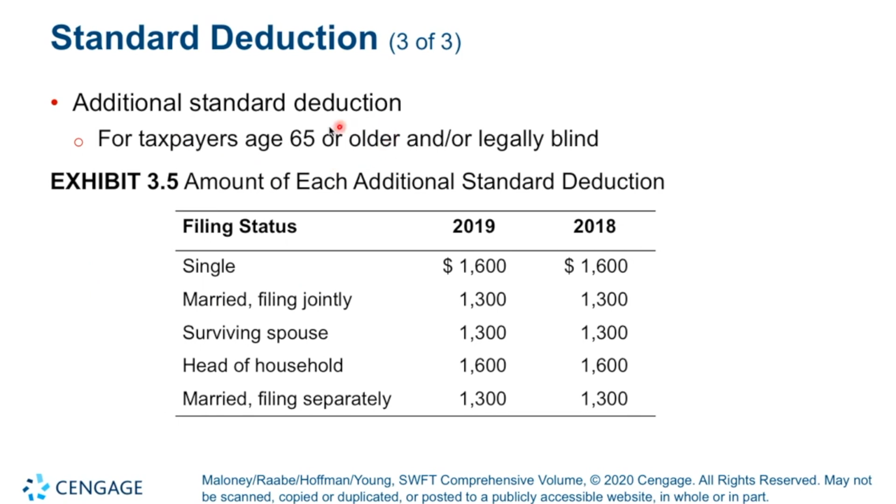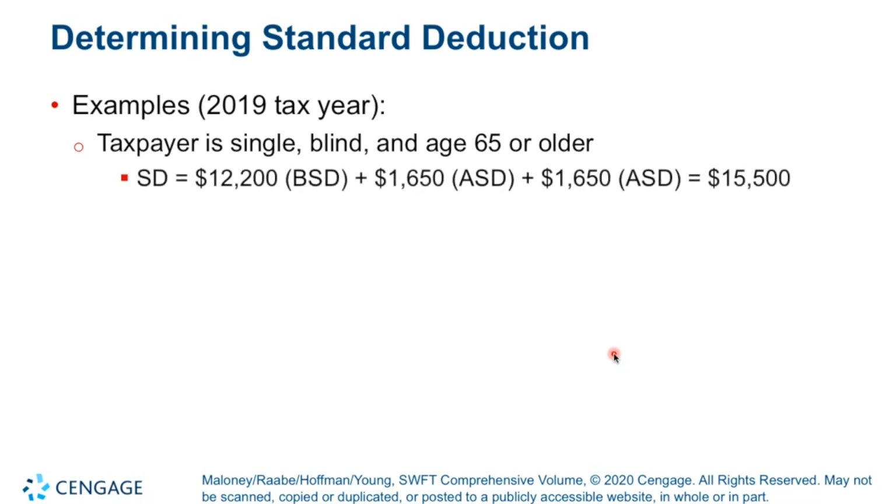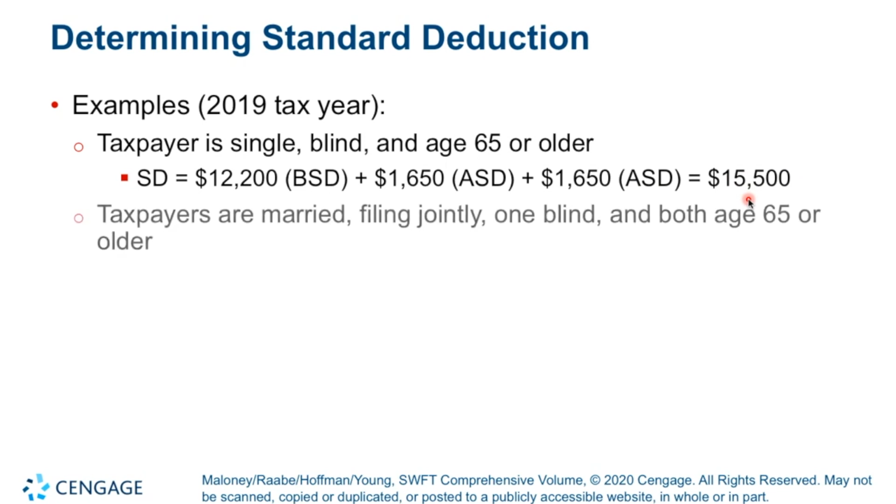Now, the additional amount for being 65 or over or legally blind or both is $1,300 or $1,600. And again, someone can get two of those if they qualify for two. So here's an example. A taxpayer is single, blind, and 65 or older. So the standard deduction amount is $12,200 plus $1,650 for being over 65, additional standard deduction, plus $1,650 again for being blind. So his total standard deduction is $15,500.